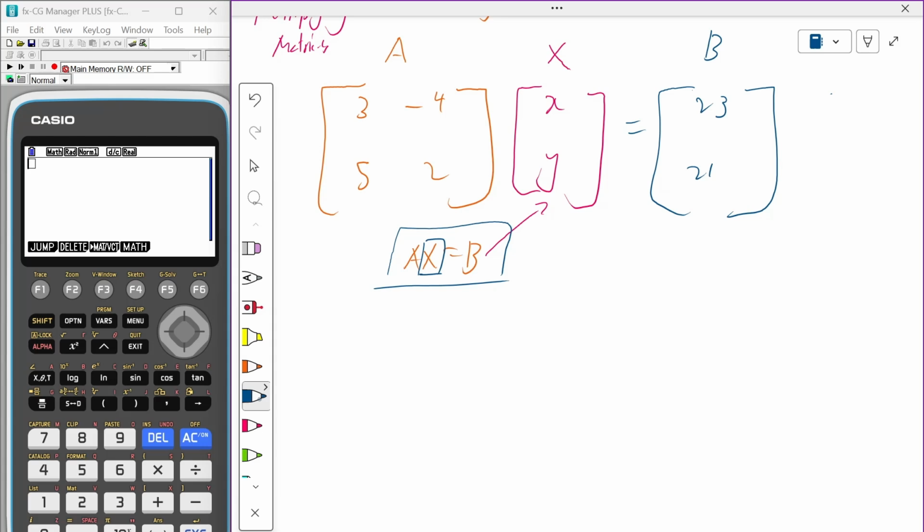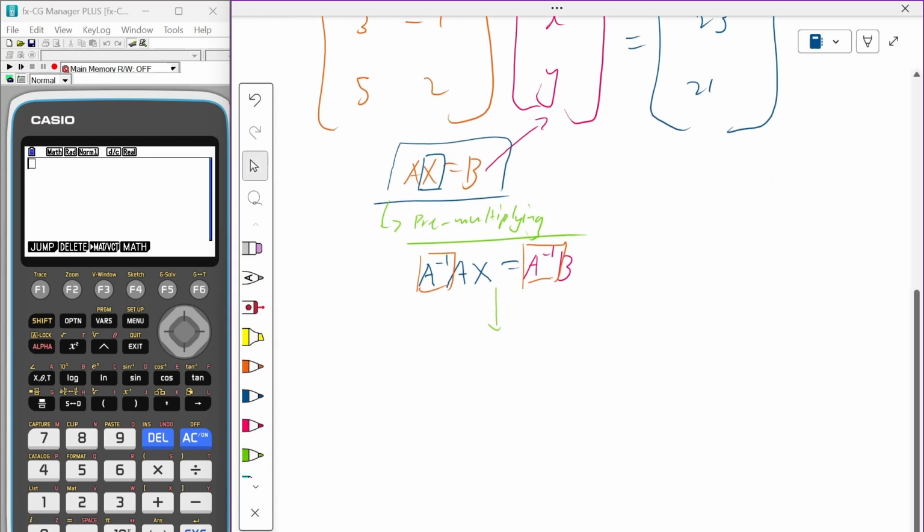What you need to do is something called pre-multiplying. Pre-multiplying is when you multiply by the inverse of the matrix. So A to the power of -1, the inverse of A, multiplied by AX, still equals the inverse of matrix A multiplied by B. Make sure you have the inverse of matrix A on both sides, because otherwise the equation will not stay the same. Then it just comes down to simplification.